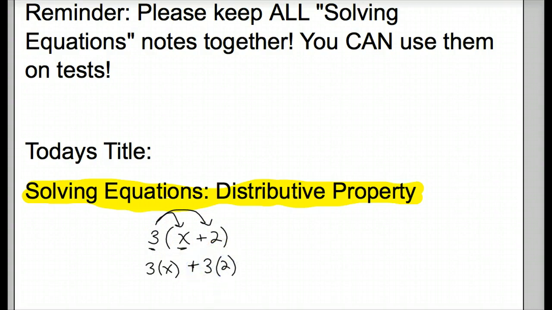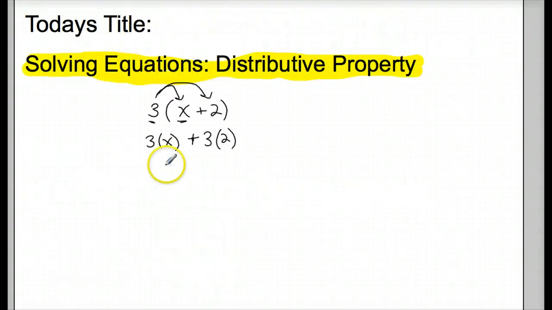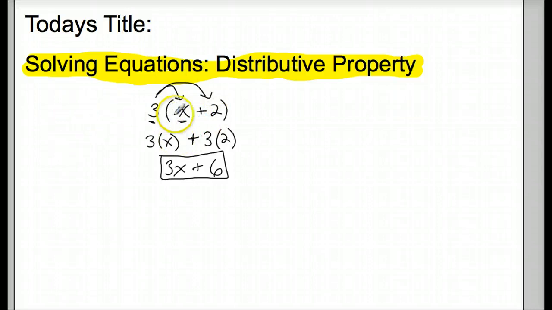So our final answer for this would then be 3x. That's how we write this. Plus whatever 3 times 2 is, that's 6. So this would be our final simplified expression if I was using the distributive property on this problem. So we're using the knowledge we have about distributive property and the knowledge we have about combining like terms to solve equations. Remember, these aren't like terms, you can't combine them.